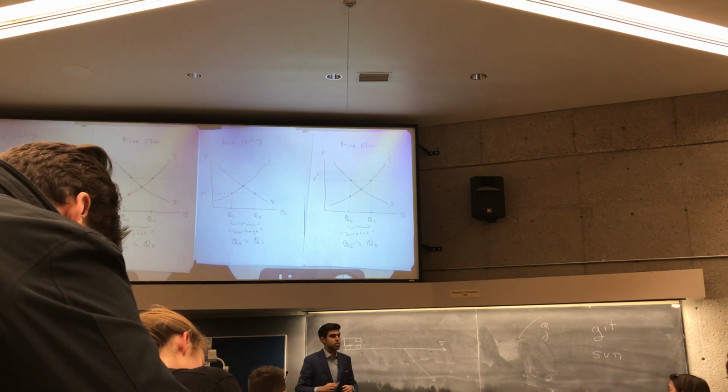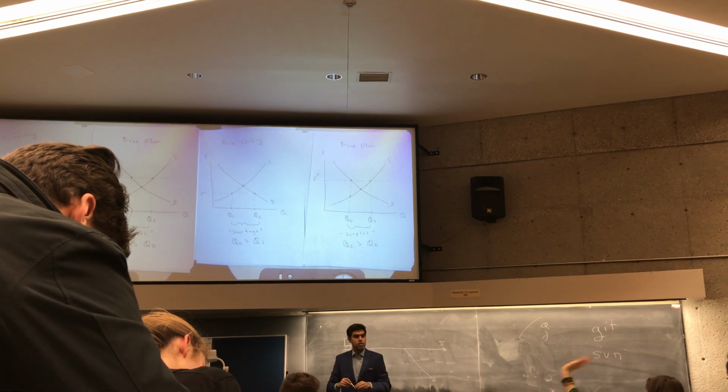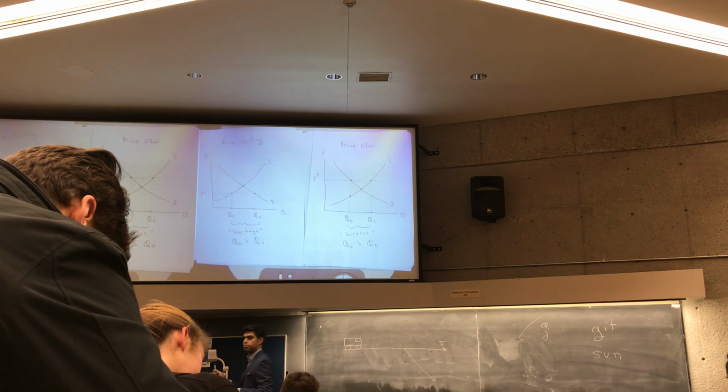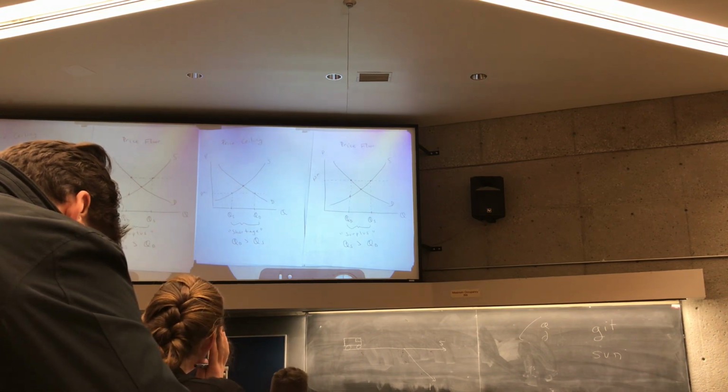Questions? Yes. Price ceilings and floors like this are only determined by the government, like they make the final call on what the price ceiling or floor is? Yes. It's a legally mandated price. It's a legislative price.